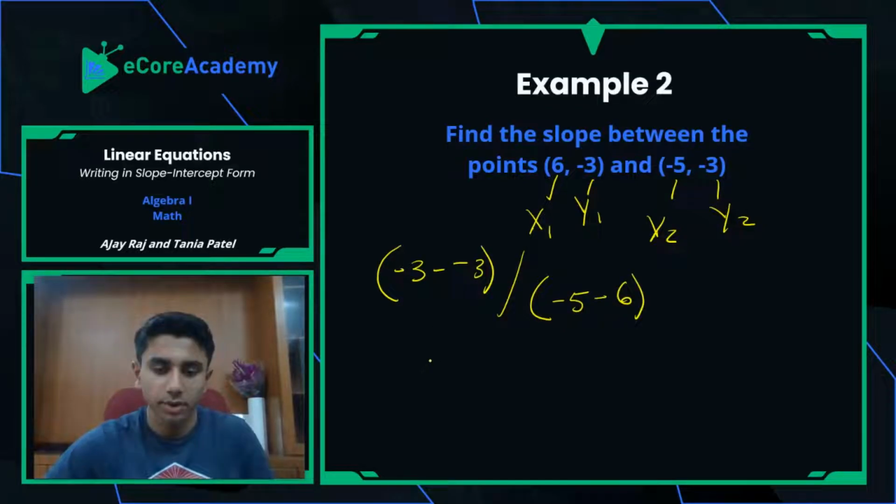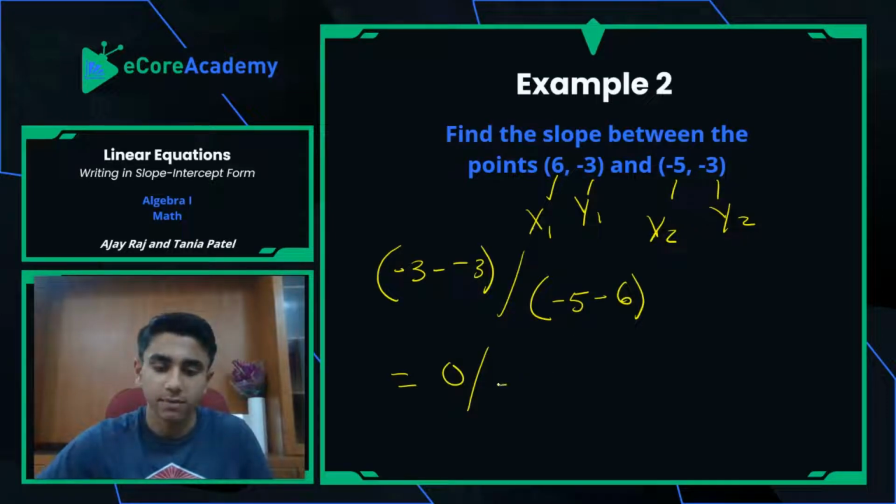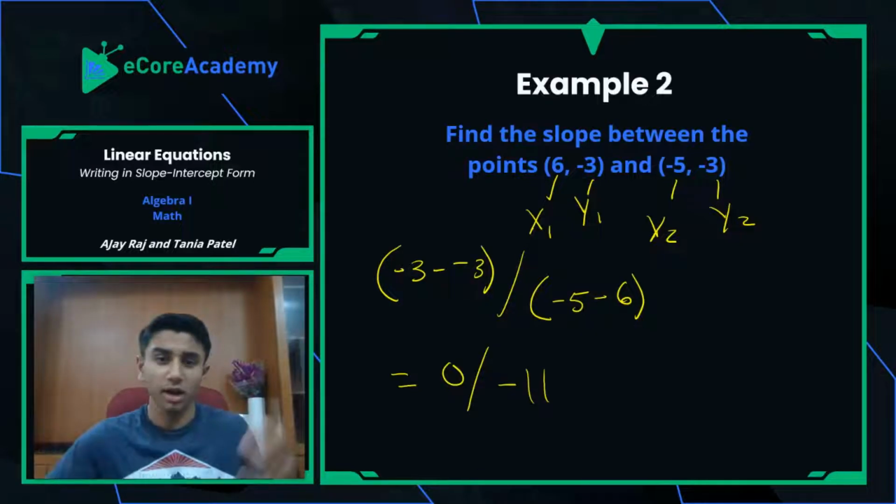All right, so now that we've done that, we can really simplify. Negative 3 minus negative 3 is going to be 0. That's over negative 5 minus 6. That's going to be negative 11. So now here's a very interesting topic here. Many people oftentimes get confused. Wait, when you divide a number into 0, doesn't that technically make it undefined or something?